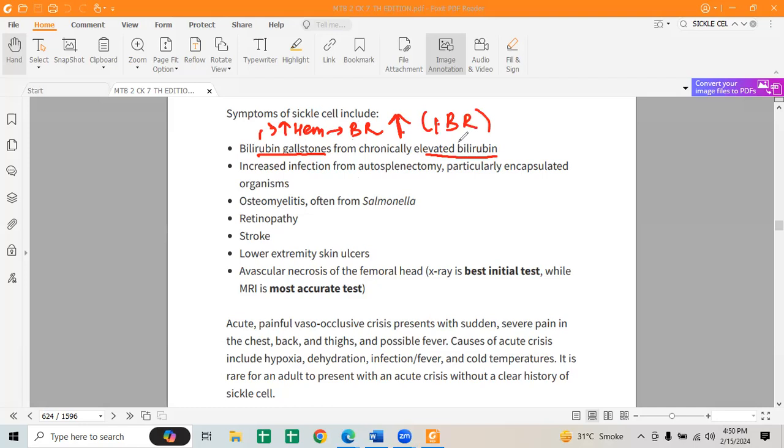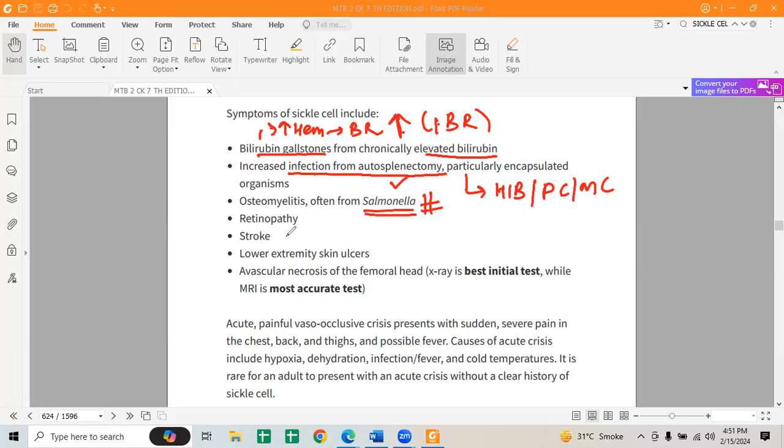So there is increased infection. I told you autosplenectomy, I used this word. I explained particularly encapsulated organisms: Haemophilus influenzae type B, pneumococcal, and meningococcal. Is that clear? So these three organisms. Osteomyelitis, yes. Salmonella, this is a key question. What organism affects the most? There is a question in the DHA OMSB exam: the commonest organism causing osteomyelitis in sickle cell patients is Salmonella.